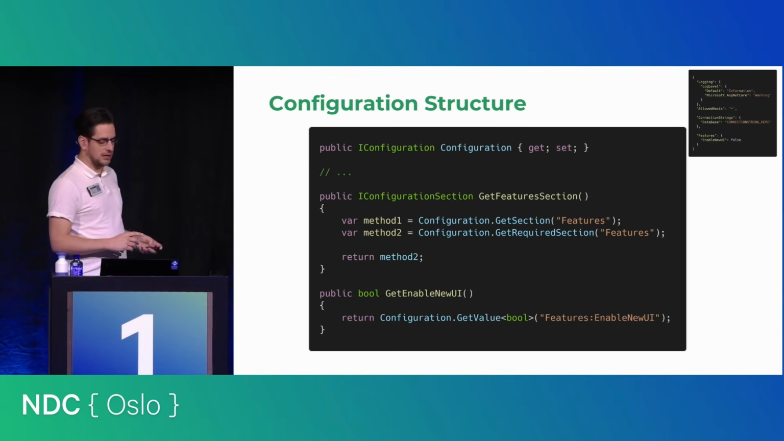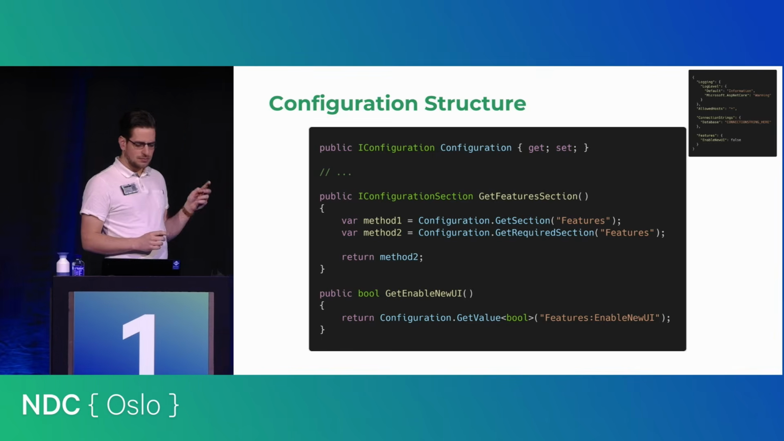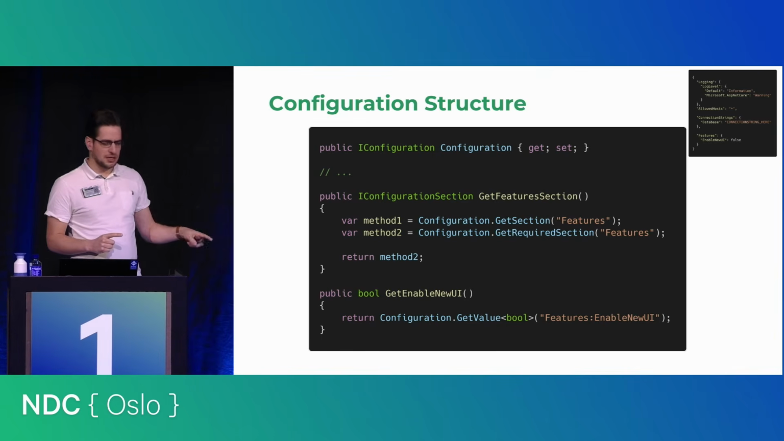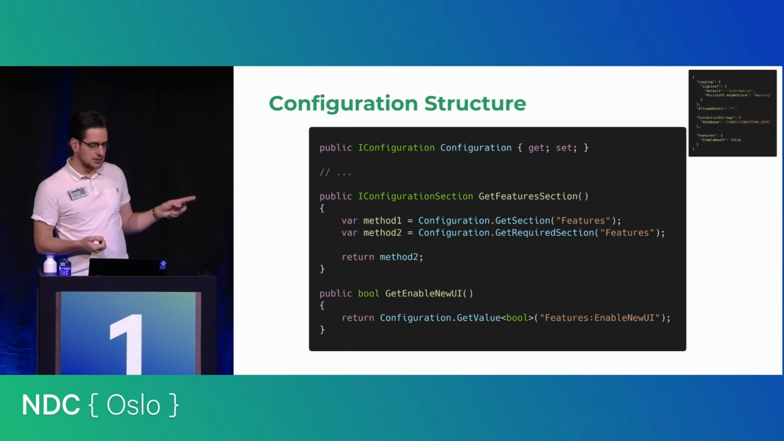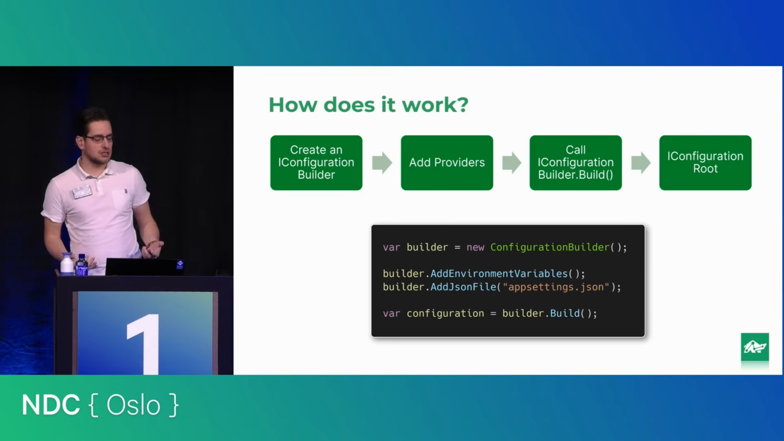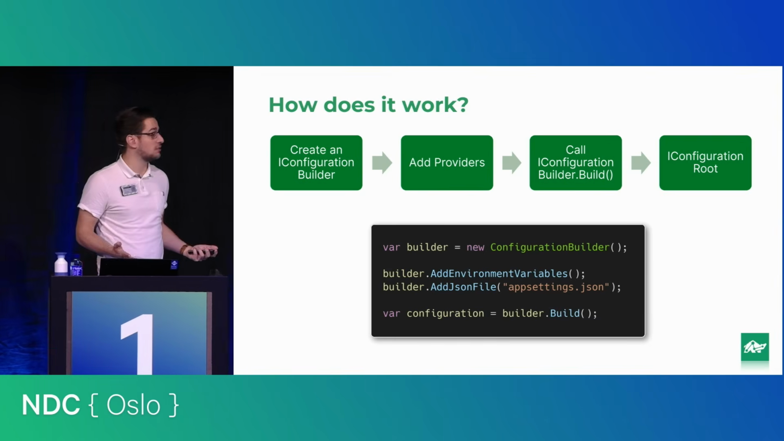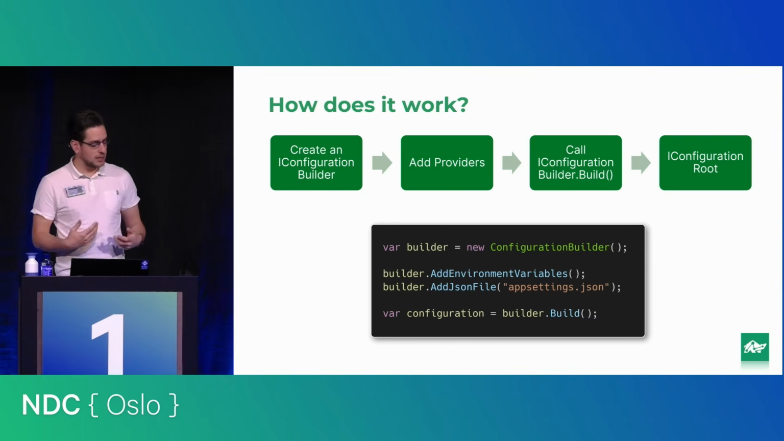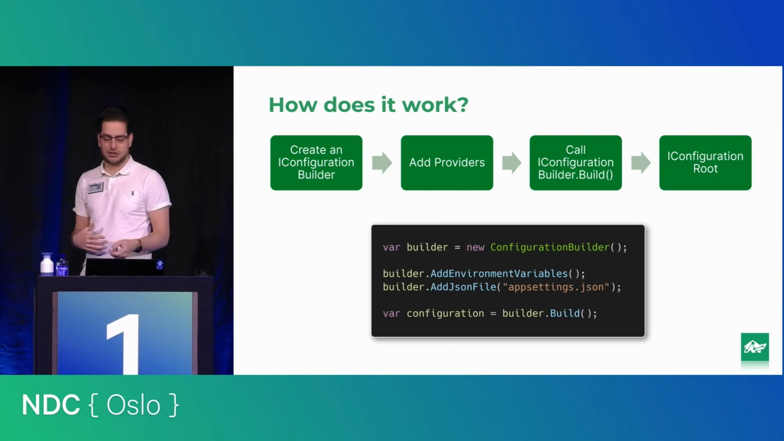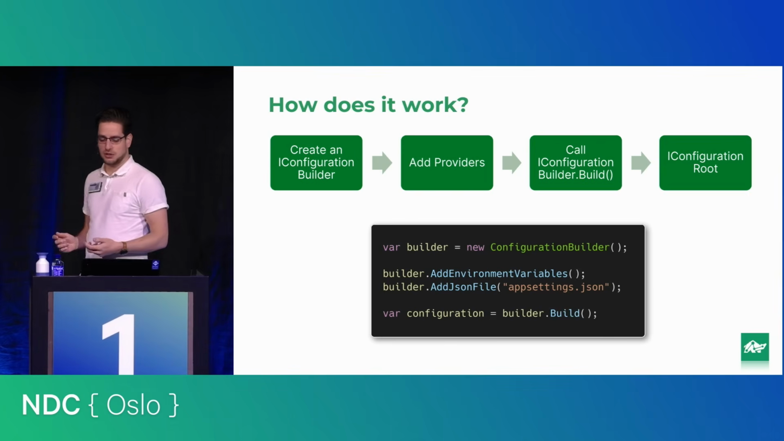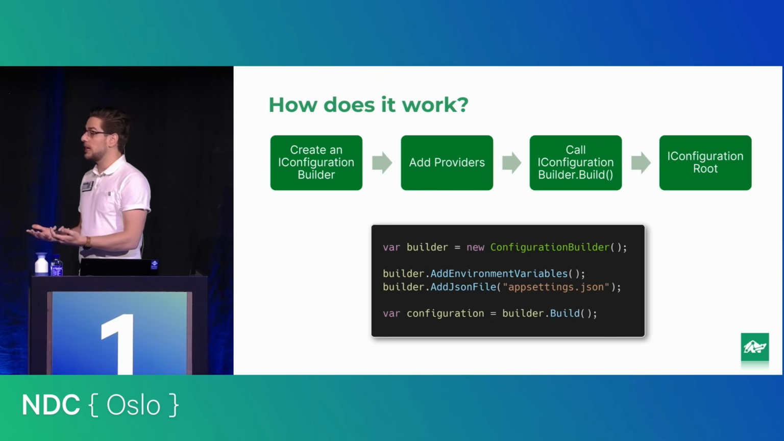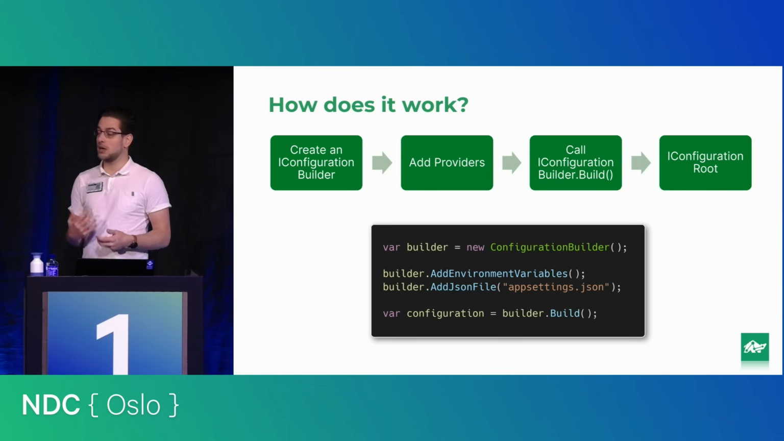So we have IConfiguration, we have configuration sections. Later on, we're going to talk about why you shouldn't really be using this in your classes, but it's important to know. So how does this work? How do we get an IConfiguration? The way we do this is by creating a configuration builder or configuration manager. We add providers to it, we call builder.Build, and at that point we end up with an IConfigurationRoot.